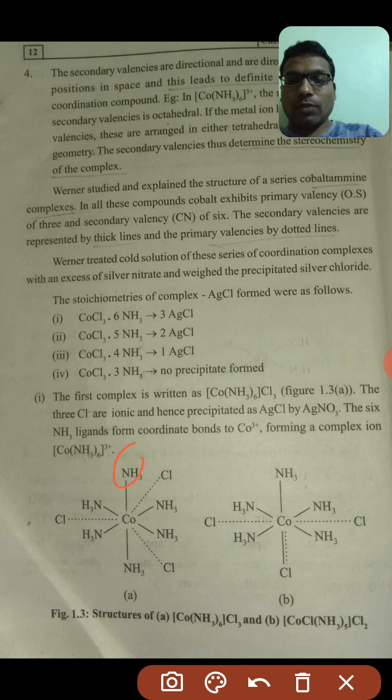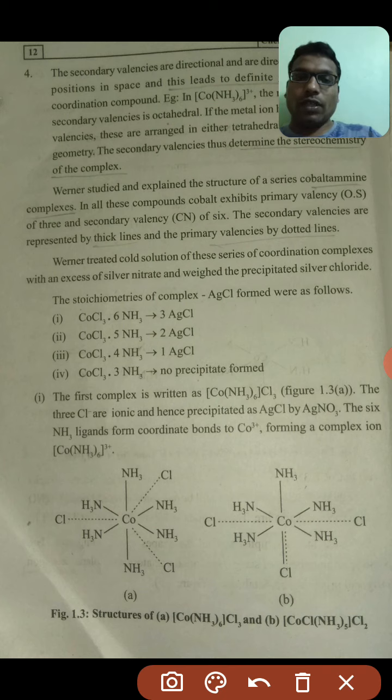Generally these amines are nothing but secondary valency. The secondary valency is always represented with thick lines. And the 3Cl minus is the primary valency. The primary valency is represented by dotted lines. So this is the first representation.